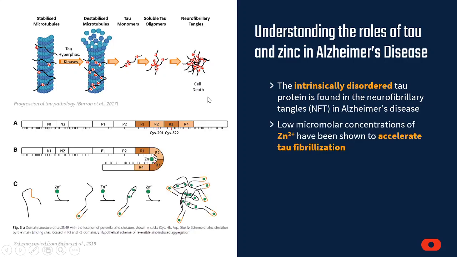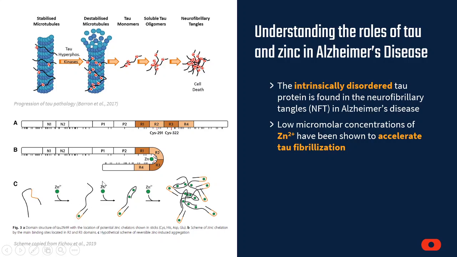There also have been a number of publications over the last 10 years that show that zinc ions as well seem to be involved in this tau aggregation. Importantly, it could be shown that low micromolar concentrations of zinc can accelerate tau fibrillation. I've copied here a very nice scheme on the left side, which shows a bit how this interaction is supposed to happen. So we see here tau monomers, which can bind to zinc at low concentrations, forming these tau-zinc complexes.